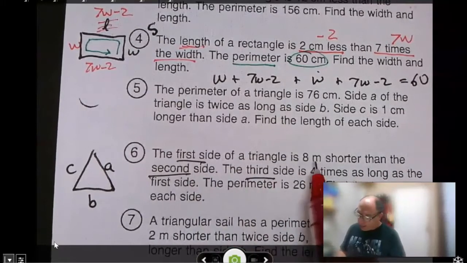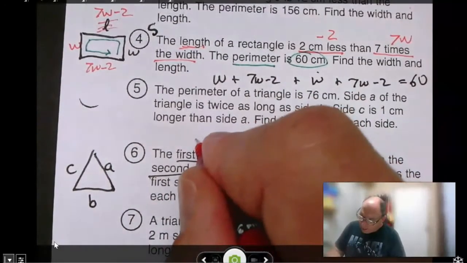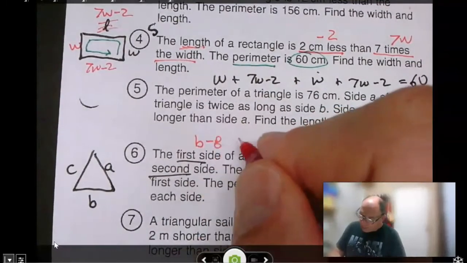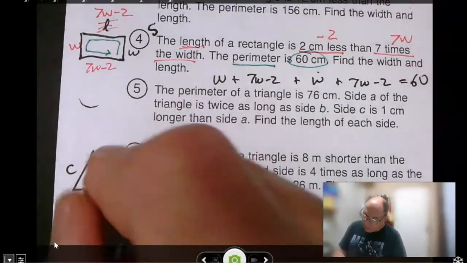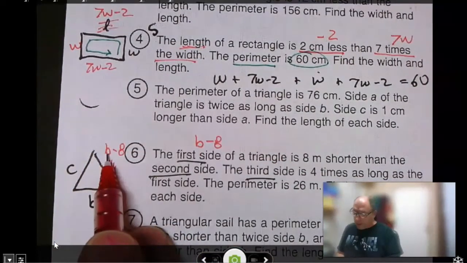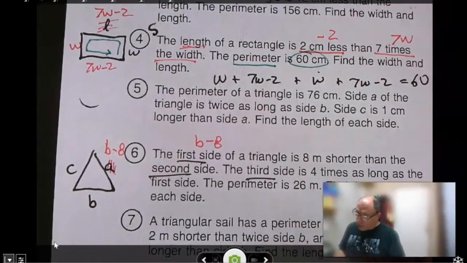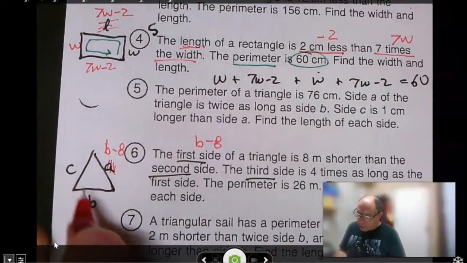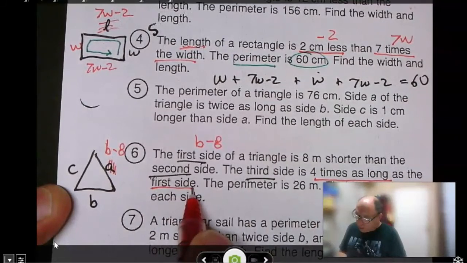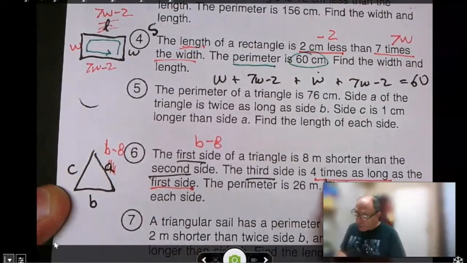The first side is 8 meters shorter than the second side. The first side is the second side minus 8. So the first side, and I can scratch this out now, it's the second side minus 8. 8 shorter than the second side would be minus 8. And then we see the third side, side C, is 4 times as long as the first side. Here's my first side now, B minus 8.